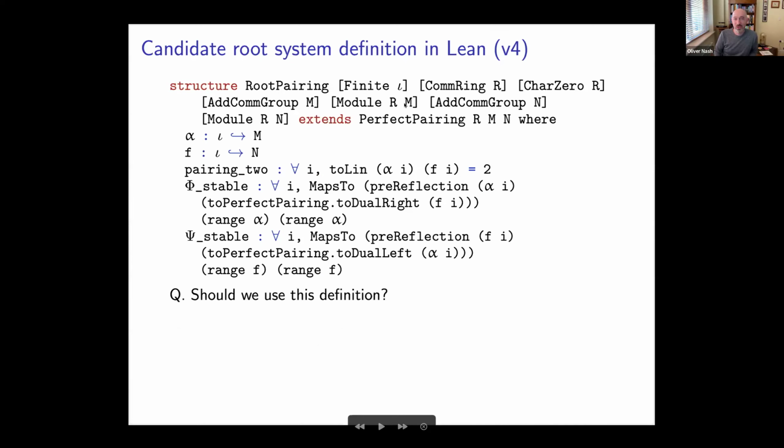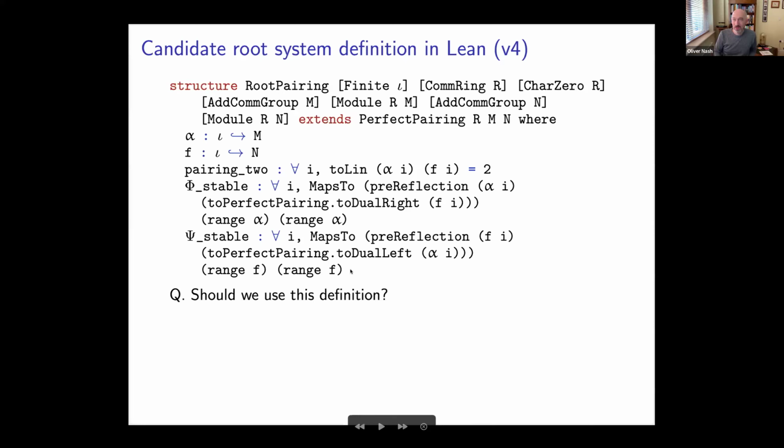All I've done is I've introduced another carrier type, which I called iota for indexing. And now the roots, instead of being a subset, are just an injection from this finite indexing set. The co-roots are totally symmetric. So I've split this bijection by just inserting a type in the middle. And so the bijection is now just implicit in the fact that both the roots and the co-roots are indexed by the same set. And then the other axioms are more or less the same.